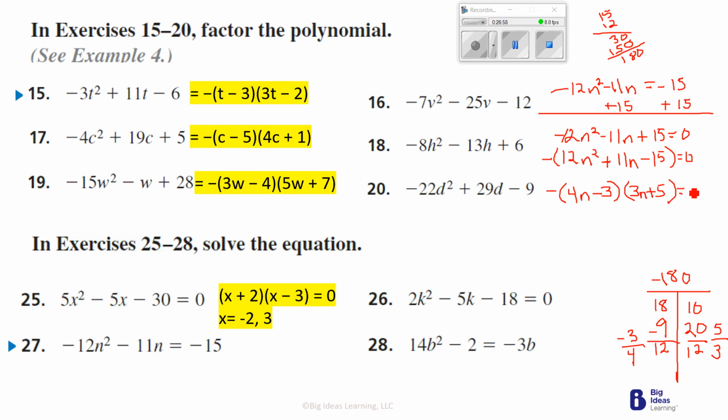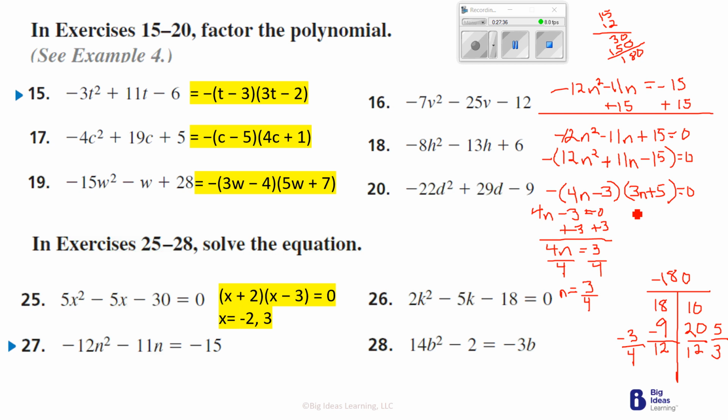Now I put everything to 0. Now I'm going to go ahead and solve for my roots. I got 4n minus 3 equal 0, so I'm going to have to add 3 to both sides. And that's going to give me 4n equals 3, and I'll divide 4 away, and that'll give me n equals 3 over 4. But I'm not done here. I got my other one to do.